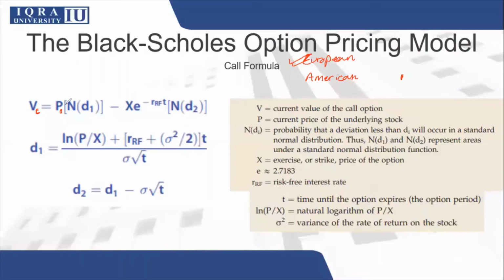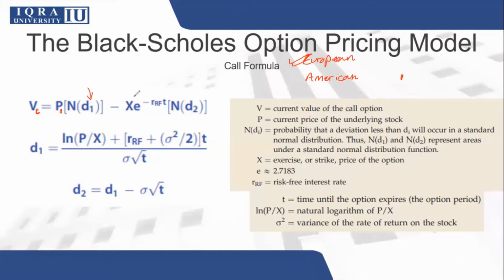Okay, so then this price of the underlying stock is multiplied by this N(d1). Now, what is this? This is a probability, basically. This whole thing represents the probability that a deviation less than d1 will occur in a standard normal distribution. So basically, you have to figure out the value of this d1, then you will use the standard normal table to figure out the value that should come over here. I'll show you that table later on as well when we do the practice question.